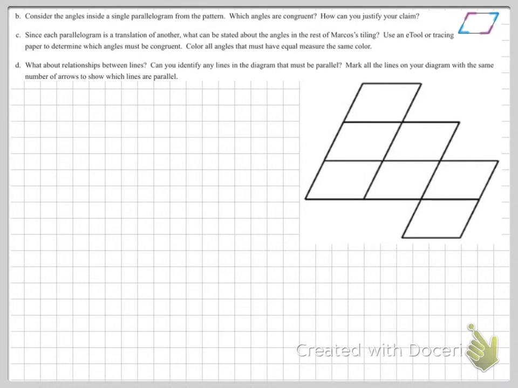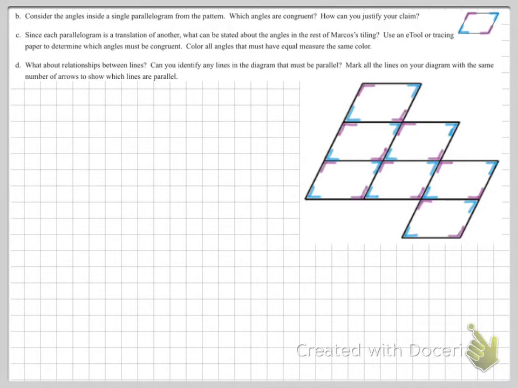So my recommendation to you is to go ahead and pause this. I'm going to go ahead and use the 2 different colors that I already came up with, the purple and the blue, and I'm going to mark the ones that match. So I have all of my different angles now colored based off of what I did previously, and that would be my answer to part C. You might be able to see some relationships happening within the tiling itself. So what about the relationships between the lines?